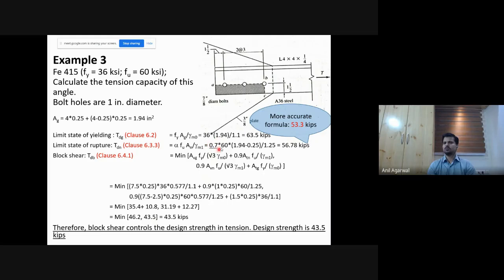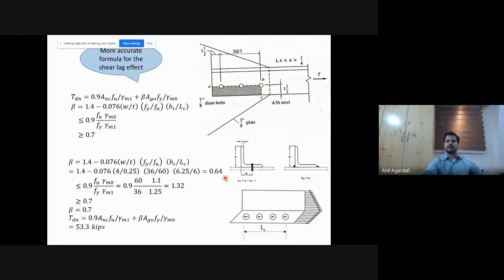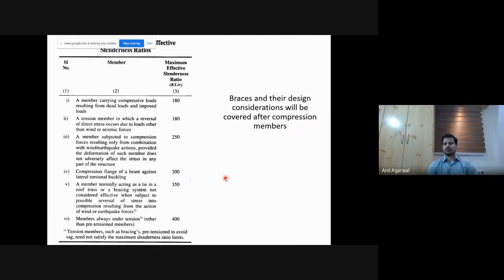Actually, beta turned out to be 0.7, but that was for one of the legs. Anyway, fine. So this is how you can calculate the tension strength of any angle. Other members are much more straightforward. Any questions so far? Otherwise, we are at the very last slide.